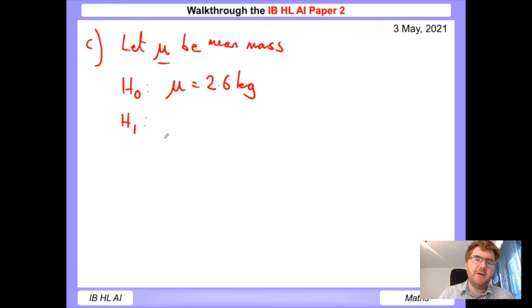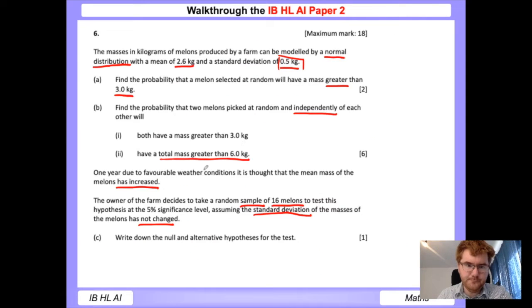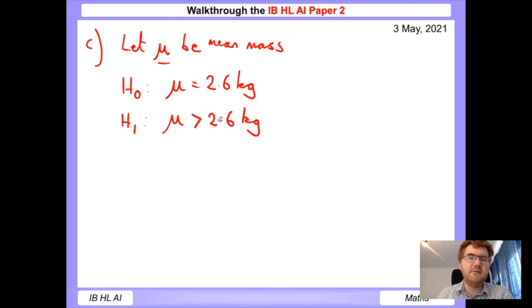H1, we need to be a bit careful here. Mu is greater than 2.6. Okay, because remember in the question here, it's thought the mean mass of the melons has increased. So therefore H1 needs to be greater than, and that's going to become important when we look at critical values a bit later on as well. Okay, so that's part C.